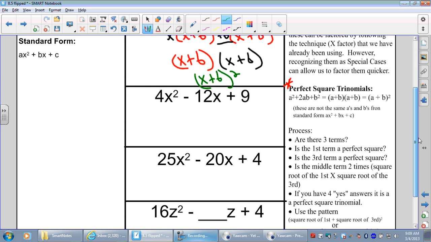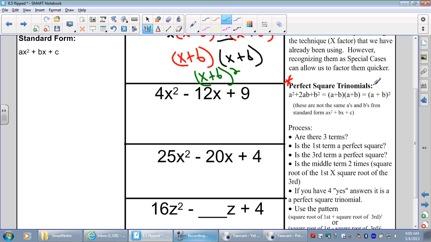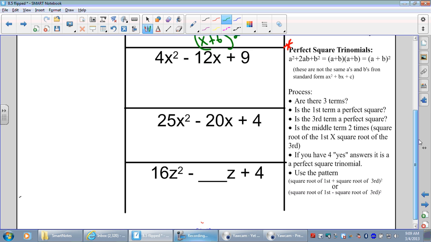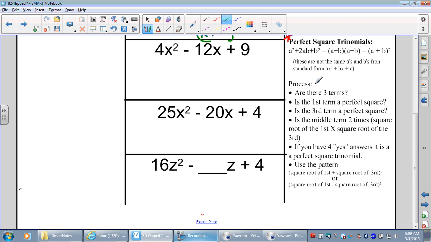Now, this took a lot of work, and it took a couple minutes to do. So here's the trick. If we learn to recognize perfect square trinomials, we can do these a lot quicker, a lot more efficiently. So here's the process. Are there three terms? So there are three terms to this problem. All right. So it's like, yes, I checked that off. Hey, is the first term a perfect square? 4x squared. Yeah, that's 2x being squared. Is the third term a perfect square? 9. Hey, wait a minute. That's 3 being squared. So we've done those.